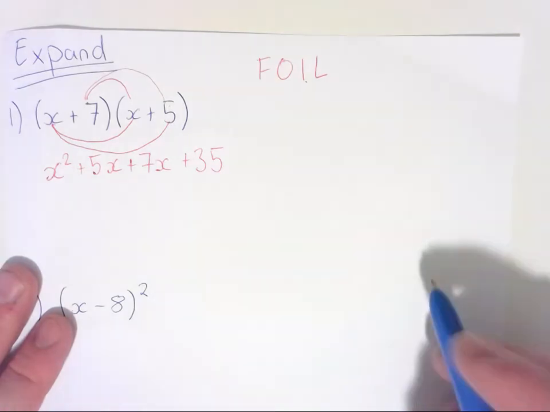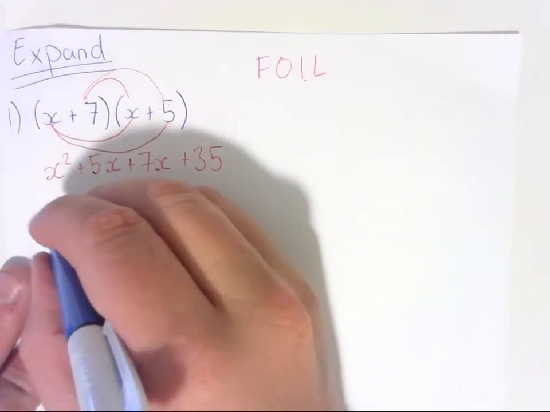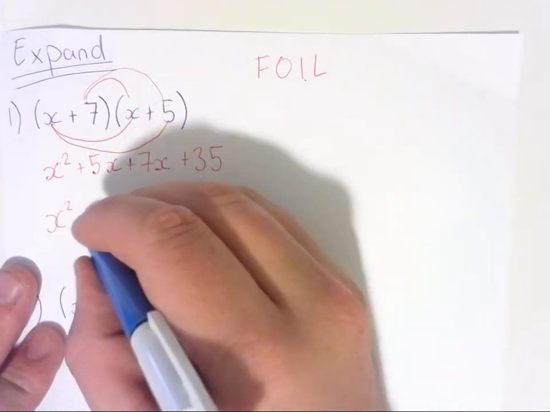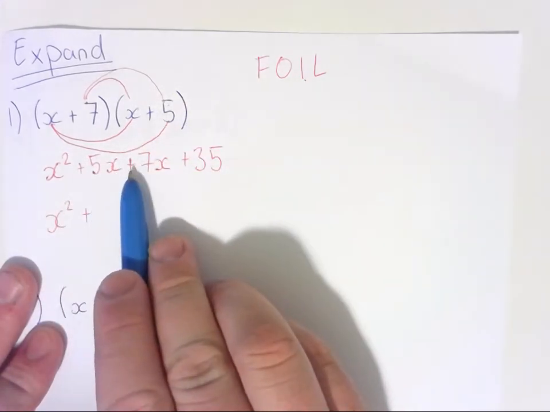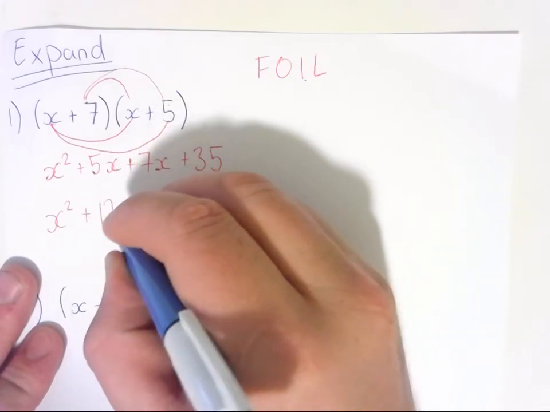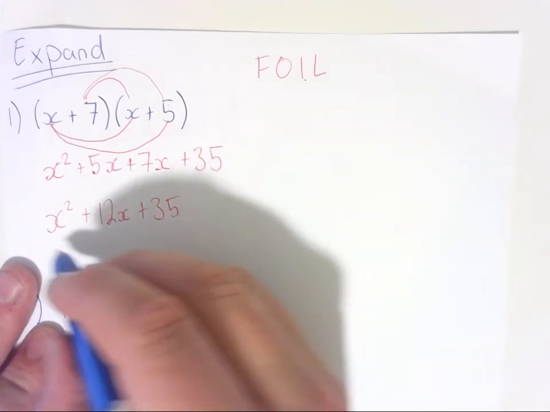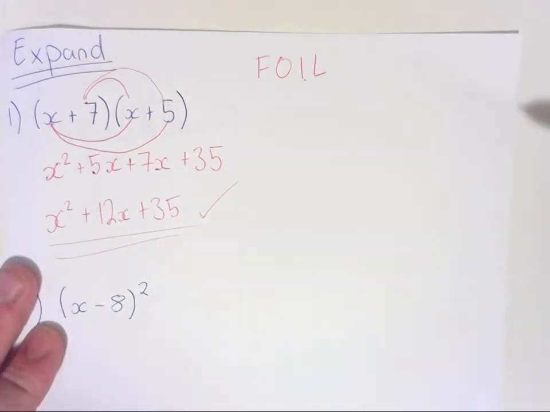Now I'm not quite done, because I can simplify these two here by getting x squared plus 5x plus 7x. 5 plus 7 is 12, plus 35. That is my final answer.